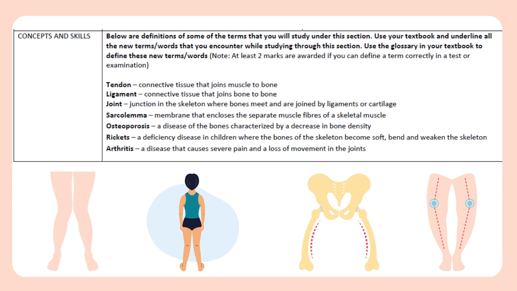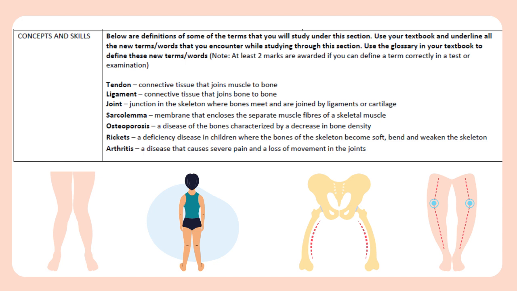Tendon, connective tissue that joins muscle to bone. Ligament, connective tissue that joins bone to bone. Joint, junction in the skeleton where bones meet and are joined by ligaments or cartilage. Sarcolemma, membrane that encloses the separate muscle fibers of a skeletal muscle.